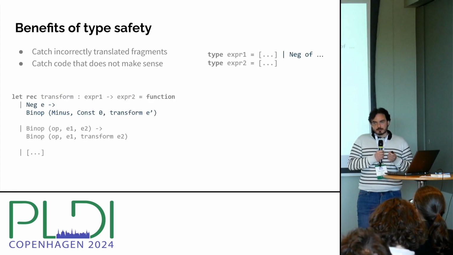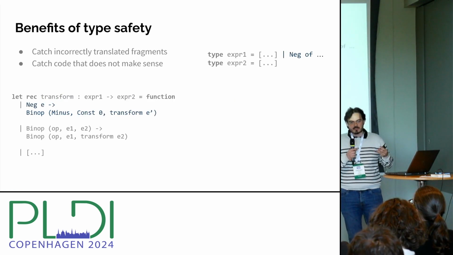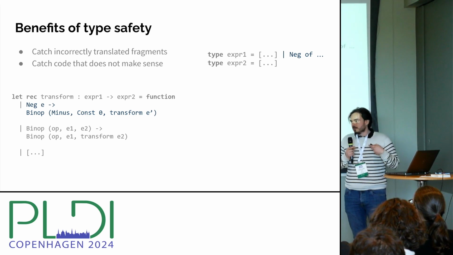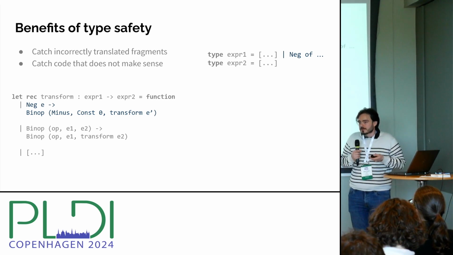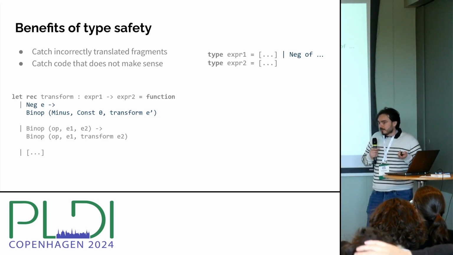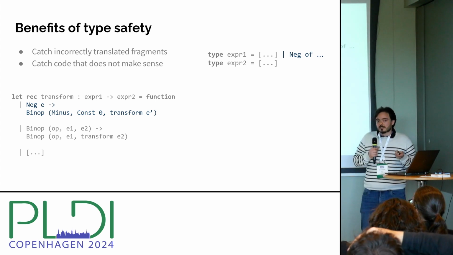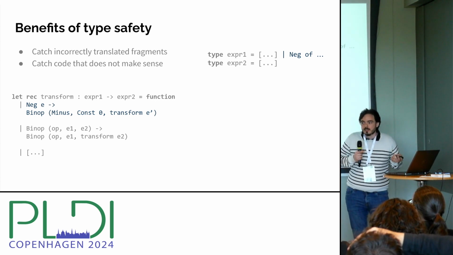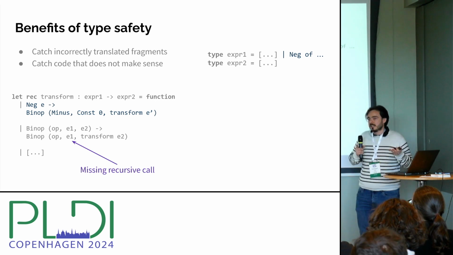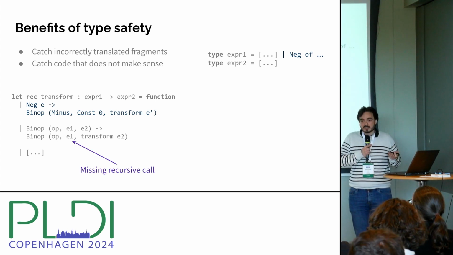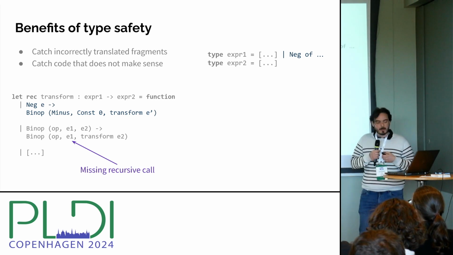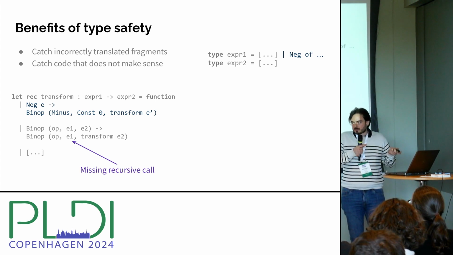So now what are the benefits of this type safety? Why do we care so much about type safety? Type safety helps to catch bugs, of course. In this example, there's a bug here, and since transform is taking an expr1 and returning an expr2, the bug is pretty obvious, and the compiler will tell you that here there is a typing error because E1 is of type expr1 and it is expected to be of type expr2. This is the kind of bug that we want to find by typing.